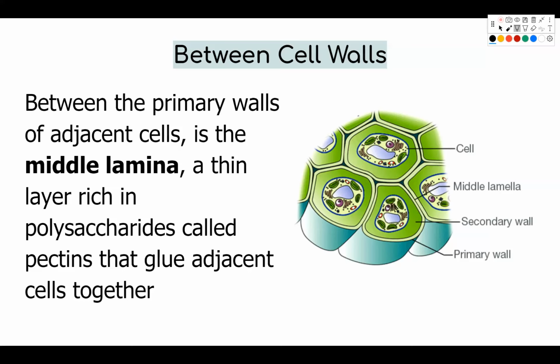So, if we've got our plant tissue and we wanted to look at our plant cells, this bit right between those cell walls, that is going to be our middle lamella, that kind of glue that holds all of our plant cells together.